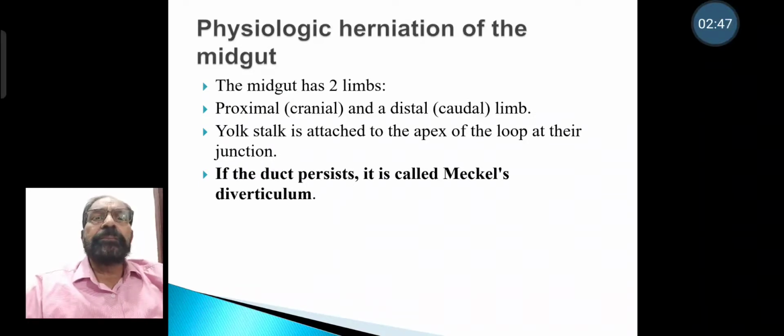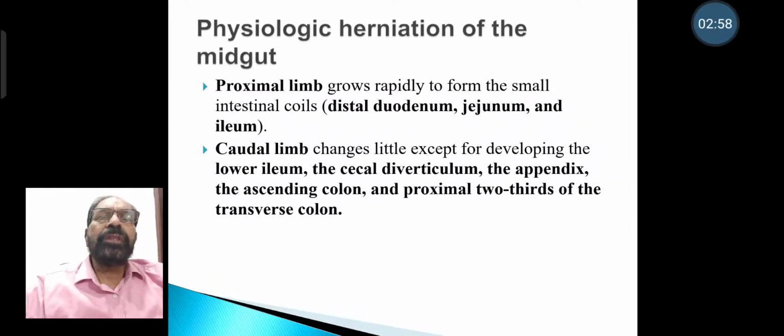Midgut has 2 limbs, proximal and distal limb. Yolk sac is attached to the apex of the loop at their junction. If the duct persists, it is called Meckel's diverticulum. Proximal limb grows rapidly to form small intestine coils that include distal duodenum, jejunum and ileum. Caudal limb changes little except for the developing of the lower ileum, cecal diverticulum, the appendix, the ascending colon and proximal 2/3 of transverse colon.